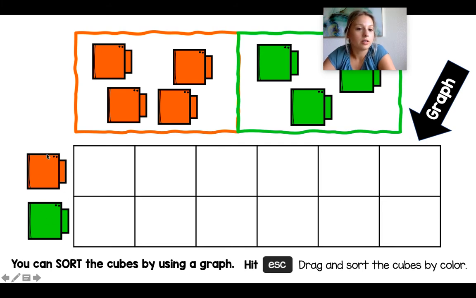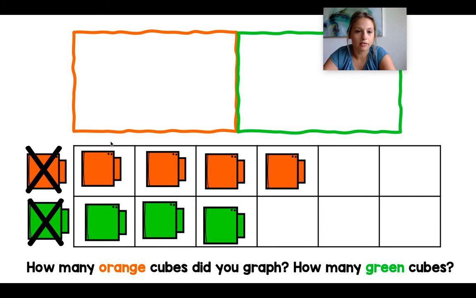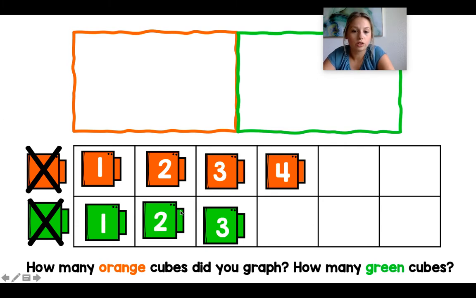On this side, it tells you what to put on the top row. So we see that the orange cube goes on the top row and green cubes go on the bottom row. Then we sorted our cubes into the graph like this, and we counted. Remember, we don't count the ones on the outside because they're not inside the graph, only the ones inside the graph. So we counted orange, 1, 2, 3, 4, and then we counted green, 1, 2, 3. We said that there are more orange than green, and 4 is greater than 3, or more than.